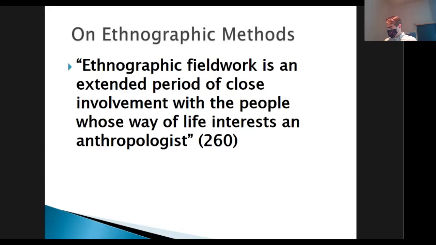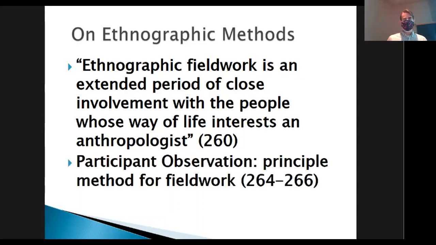On page 260, we get this first definition, which is simply that it's an extended period of close involvement with the people whose way of life interests an anthropologist. Classically, as Laura Bohannon did in the 1950s and 60s, that would be a year or 2 years, to go through a cycle of life with the people. In today's world, you may make different visits into the field. The field site might be closer, or you might be able to travel there more, but you should be able to spend enough time that you get a sense of people's life cycle and a little bit of their historical perspective as well.